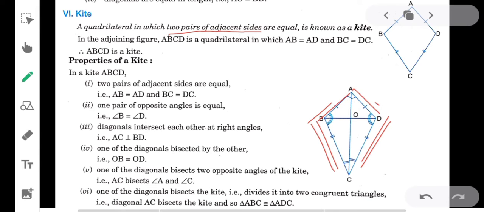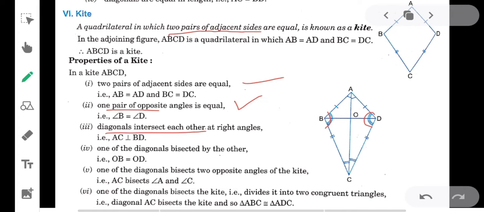Next, properties of kite. So the first property is two pairs of adjacent sides are equal. Then one pair of opposite angles is equal. That means angle B equal to angle D. Only one pair of opposite angles is equal. Then diagonals intersect each other at 90 degree angle. Then one of the diagonals is bisected by the other.